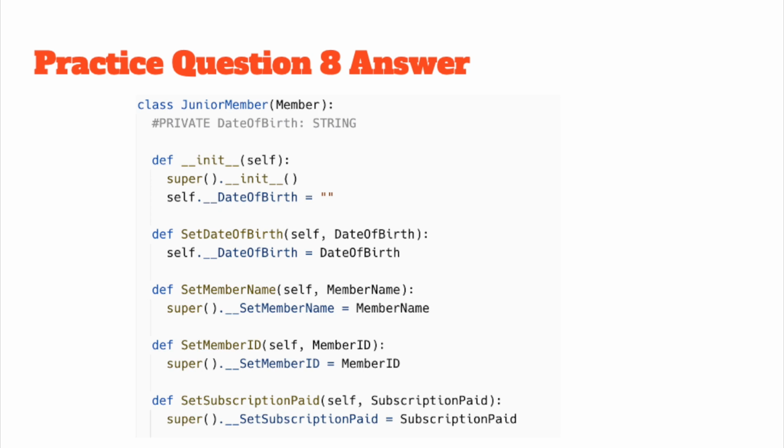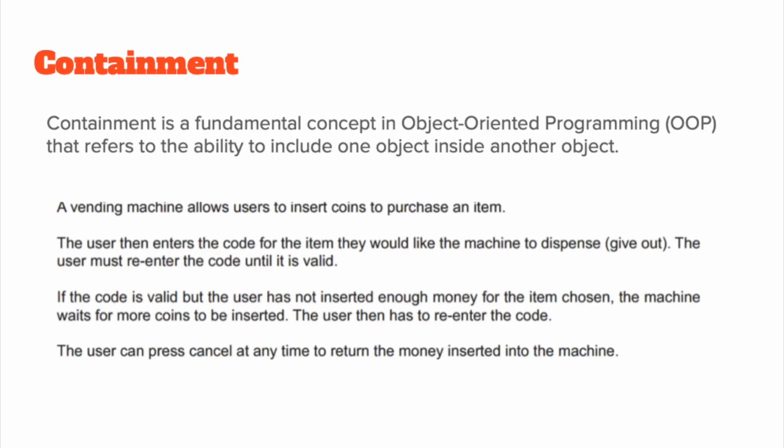The set member name is going to be the same as the super from the previous one. Set member name is equal to member name, and the set member ID is going to modify super set member ID to use member ID, and set subscription is going to be the same. And why do we have to do these this way? Why do we have to have these additional ones? Because if we had defined the values in the member class, then we wouldn't need to do this in this one. Unfortunately, in this particular question, the exam board set it out this way, so we had to rewrite these for the subclass. Technically, if you had set them up in the member class, you wouldn't need to do that here. Okay, that's enough about inheritance.